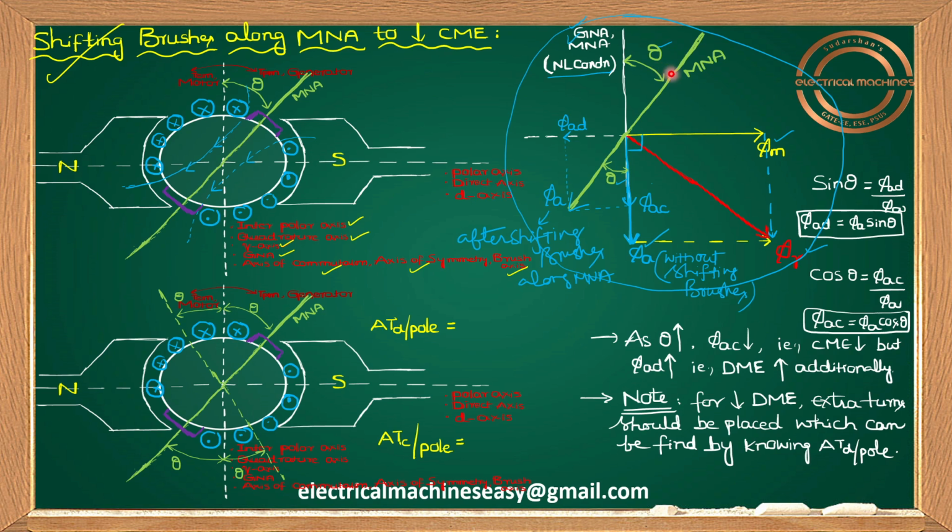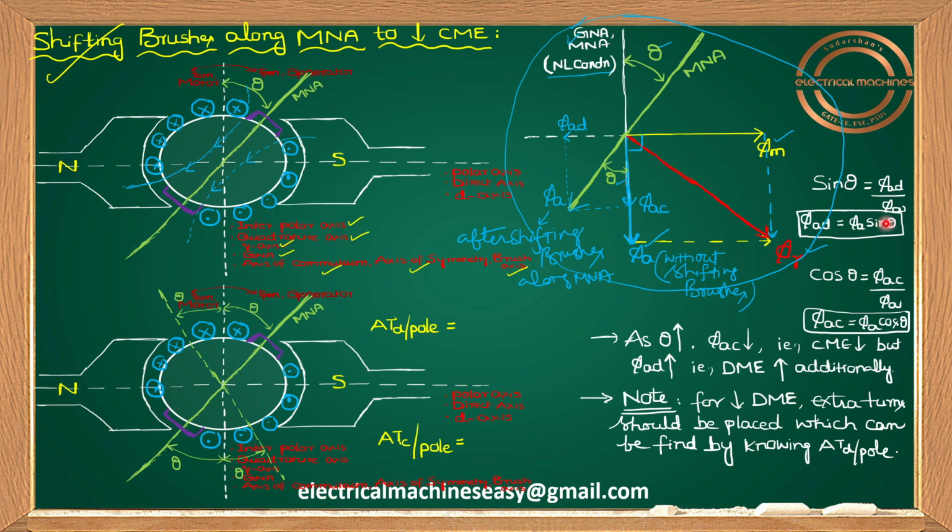Okay, if you observe clearly, as theta increases, tell me, when will theta increase? Whenever load increases, your theta will increase. That means as load increases, theta increases. And generally as load increases, because of armature reaction we have a cross magnetic effect (CME) and a demagnetizing effect. So to reduce the CME, we shift the brushes along MNA.